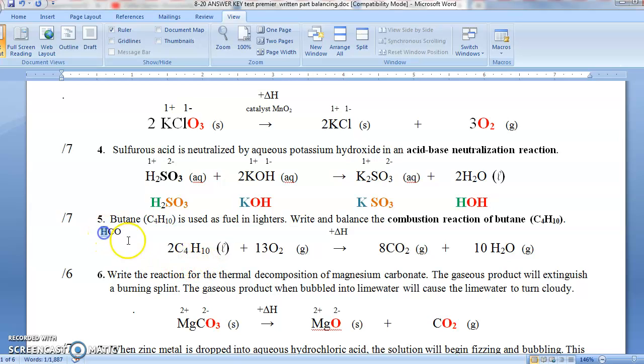Hydrogen's done. We now go on to carbons. 2 times 4 carbons is 8. So we have to put an 8 in front of the carbon dioxide. 8 times 1 is 8 carbons. And finally, we go to our oxygen, leaving it for last. 8 times 2 oxygens is 16. Plus 10 times 1 is 10. 16 plus 10 is 26. We need a 13 in front.